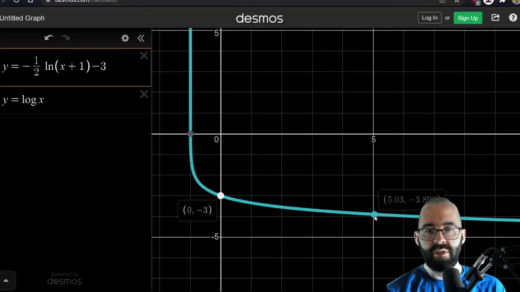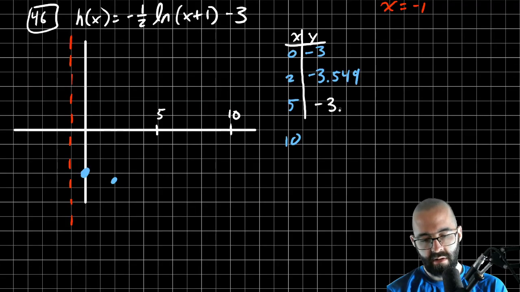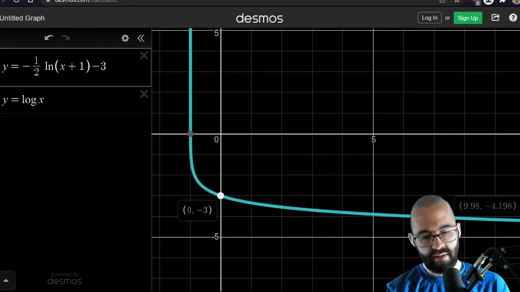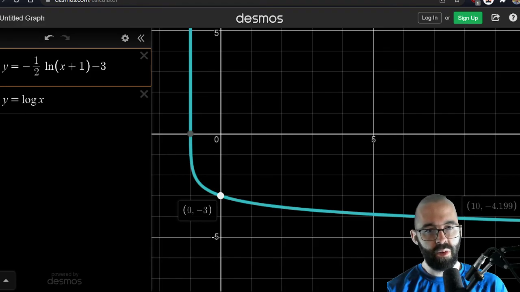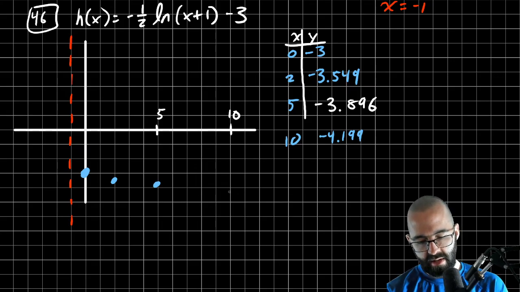What's the other point we chose? Chose 5. 5 is going to be about -3.896. Oh no, I forgot to switch to blue. So almost -4. All right. This graph is actually looking steeper than I thought it was going to. And at 10, -4.199. About -4.2 at 10. Connect all of these.